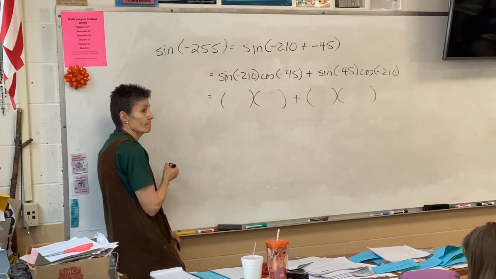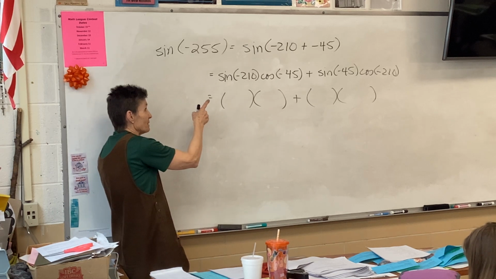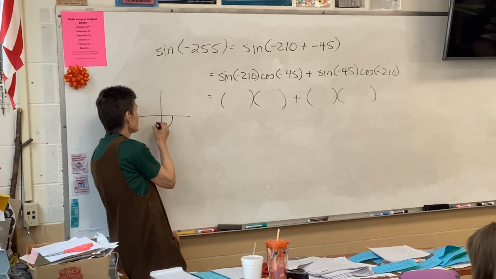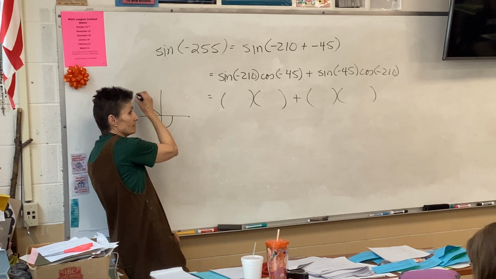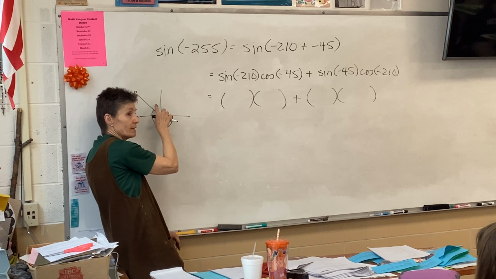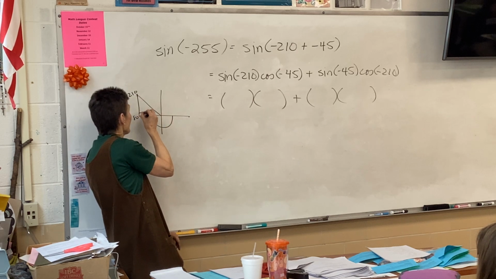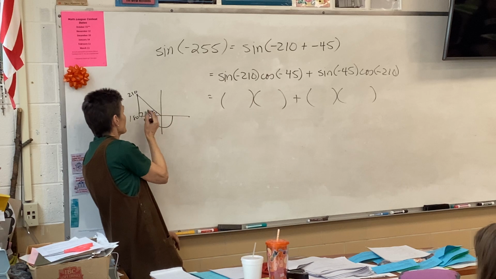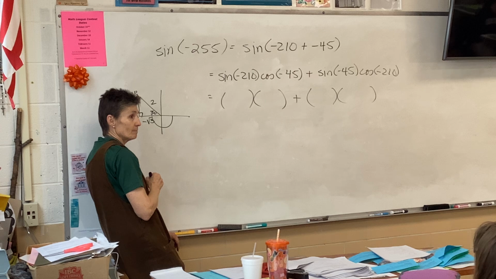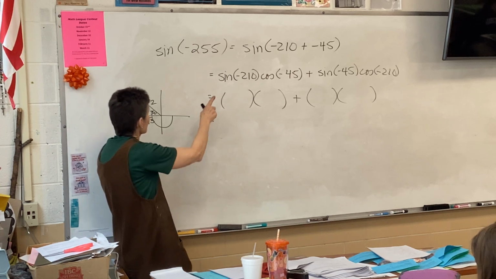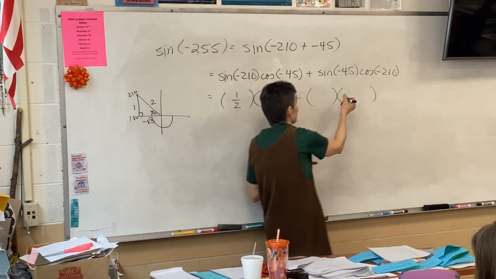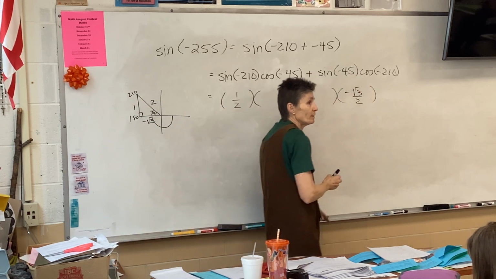So be careful, negative 210. Negative 210 would actually be up here, wouldn't it? This is negative 180 and this is negative 210. Remember, it's negative 210. So what's my reference angle? 30. So I have 1, root 3, 2, and the root 3 is negative. So sine will be 1/2 and cosine will be negative root 3 over 2. Is that all right with everyone? Yes.